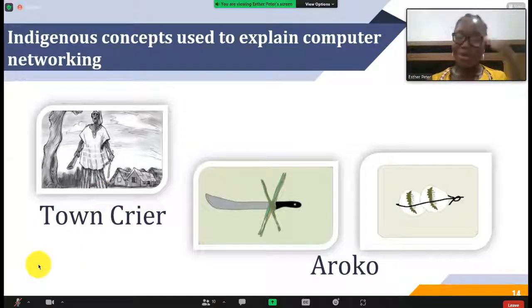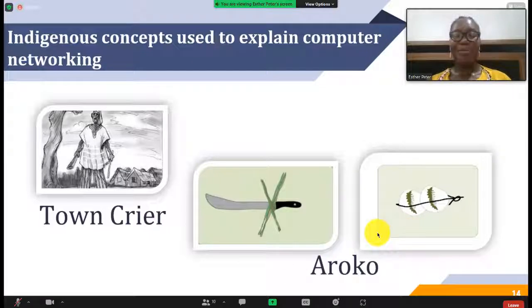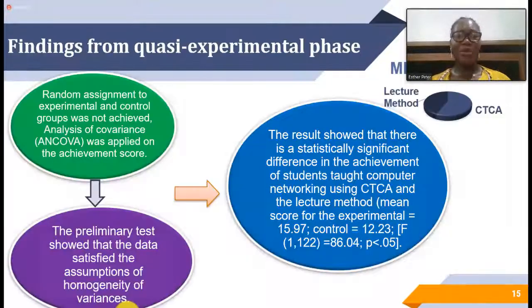We can see a town crier in the olden days. The town crier goes about disseminating information from one place to another. We can see Aroko in Yoruba, in the part of Nigeria where I come from. A palm frond is tied around a cutlass, and that indicates that there's going to be a war. It's a warning whenever it is being sent to a recipient.